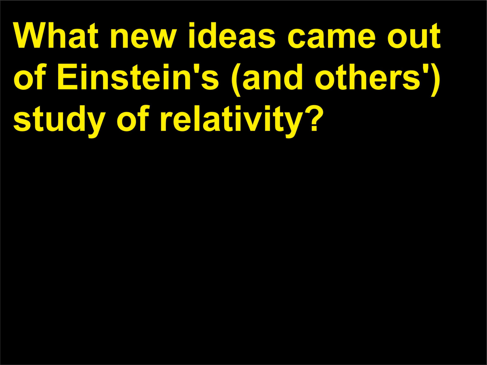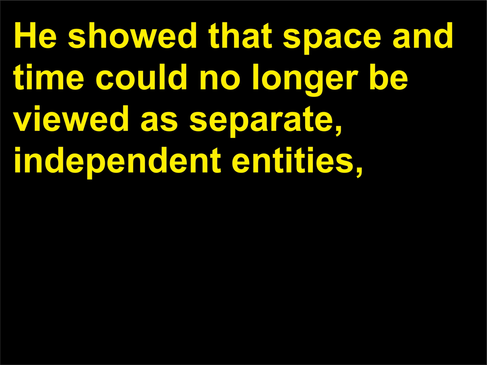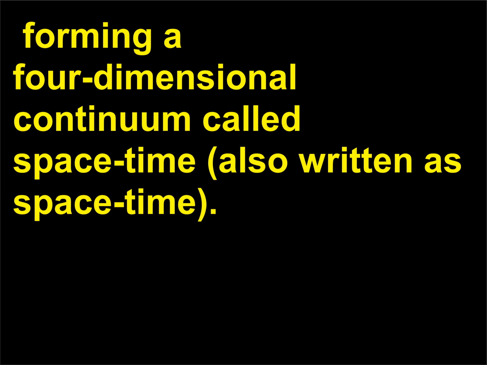What new ideas came out of Einstein's, and others, study of relativity? He showed that space and time could no longer be viewed as separate, independent entities, forming a four-dimensional continuum called spacetime, also written as space-time.